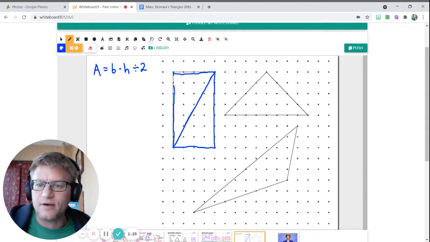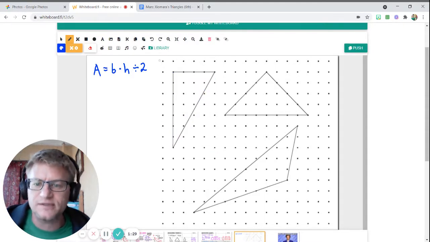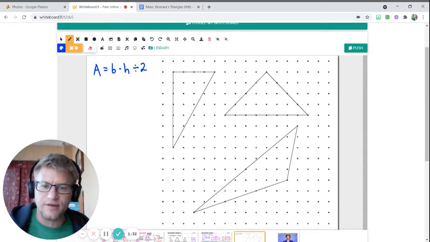Okay, now I want to talk to you about this problem. Xiomara's triangles are these 3 triangles. And what I ask you to do in the problem is solve for the area of this triangle. This would be the right triangle, right? And we know it's a right triangle because it's got a right angle here, 90 degrees. And then I ask you to find the area of the isosceles triangle.